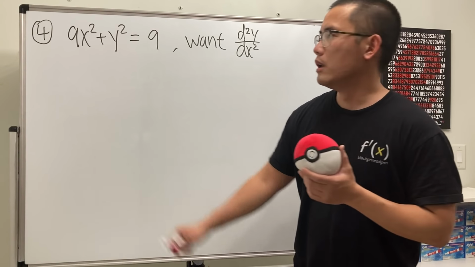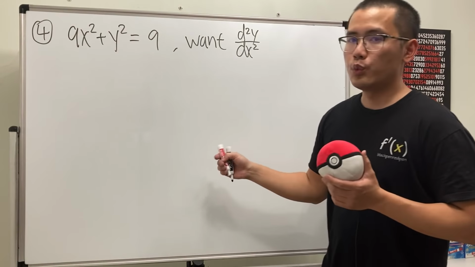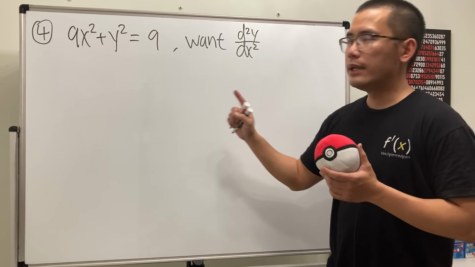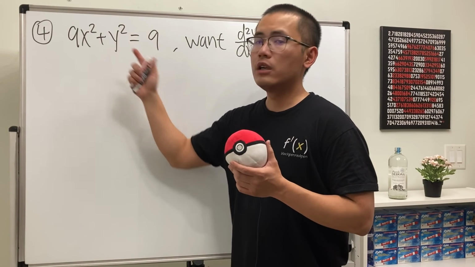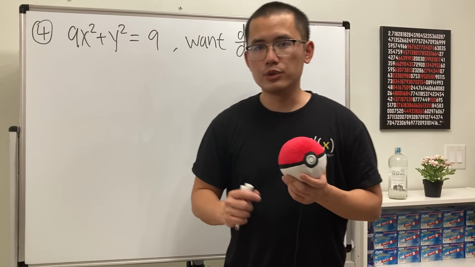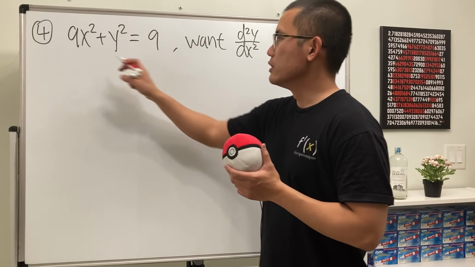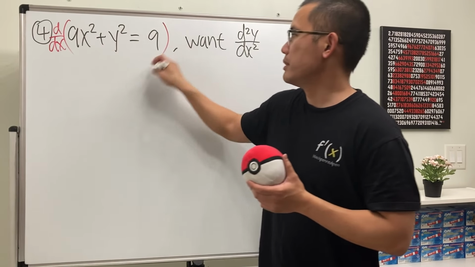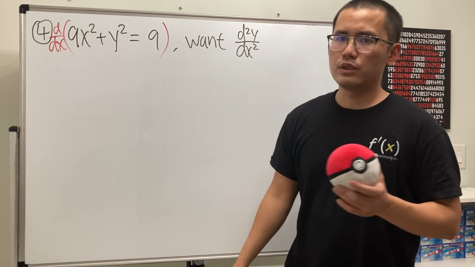Okay, for number 4, this is the equation that we have, and we want the second derivative, d2y dx2. And you see here, we have y squared, so the y is not isolated, but it's okay, because we can just do implicit differentiation. So let's go ahead and put down d dx. Implicit differentiation, and y is a function of x.